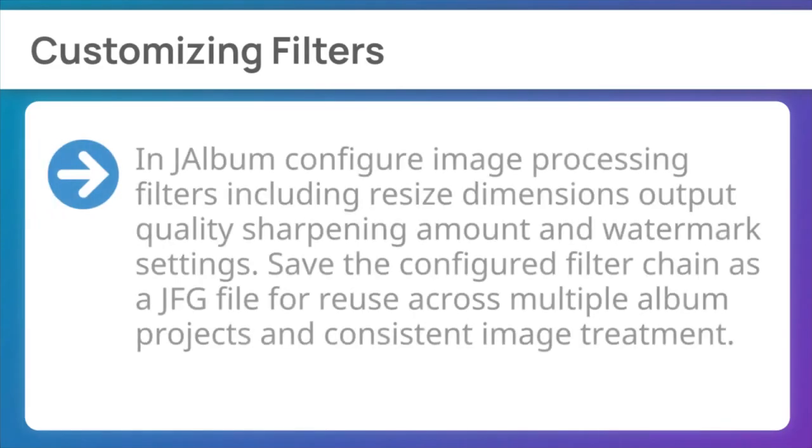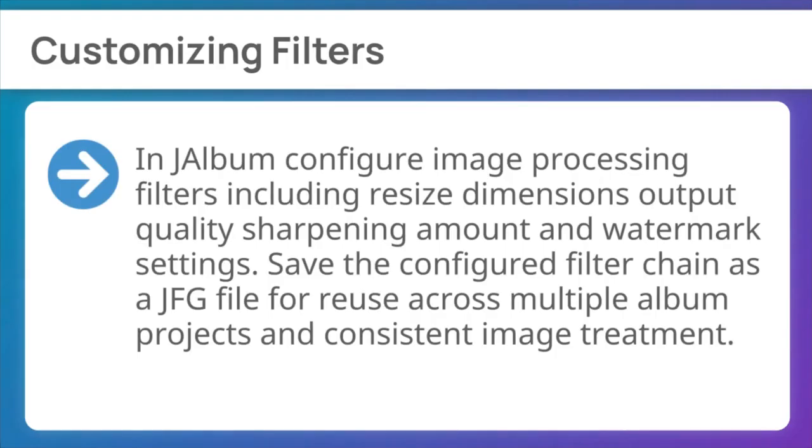Next, customizing filters. In JAlbum, configure image processing filters, including resize dimensions, output quality, sharpening amount, and watermark settings. Save the configured filter chain as a JFG file for reuse across multiple album projects and consistent image treatment.